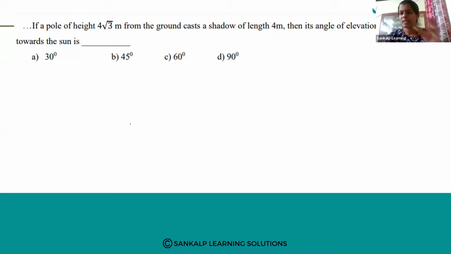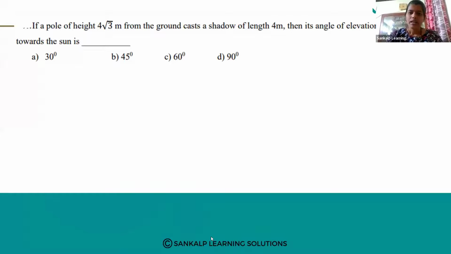First we will solve some multiple choice questions. Multiple choice questions can come for 1 mark and also for 2 marks. Okay, so first question.